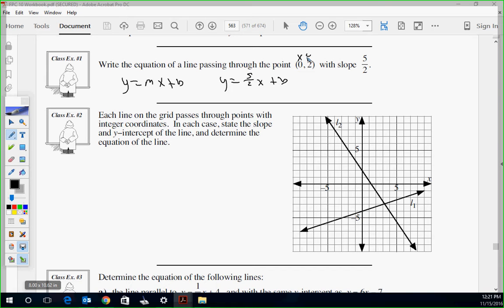So I can insert those for x, y. 2 would go for y, 0 would be x. So 2 equals 5/2 times 0 plus b. Well, what happens? That's gone, right? So what's b equal? Well, we already knew that. I did that, and I didn't have to. The reason you should have already known that is because every time your x is 0, what does that represent? The y-intercept, right? Even though it doesn't tell you that it's the y-intercept, it is, because x is 0.